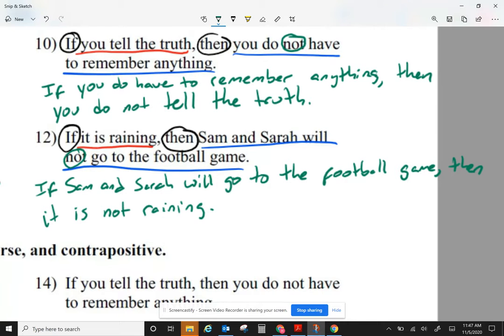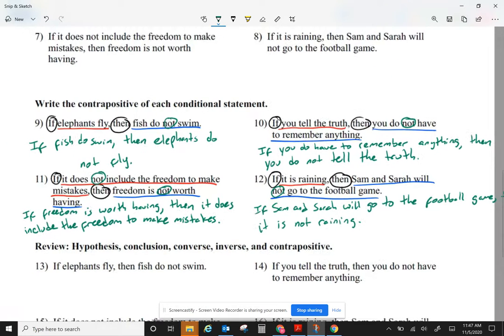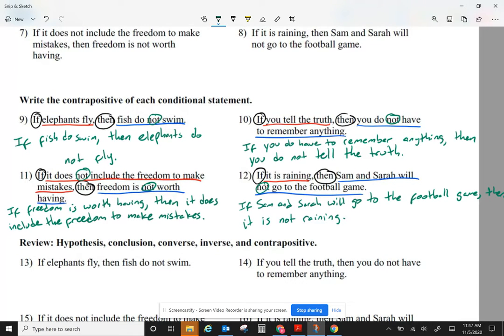Once again, keep it to the same wording. Do not change the words. Don't, like you guys said, don't be extra, right? Keep it to the same wording. Don't change anything. For contrapositive, hypothesis and conclusion, they switch places, and I negate each of them.